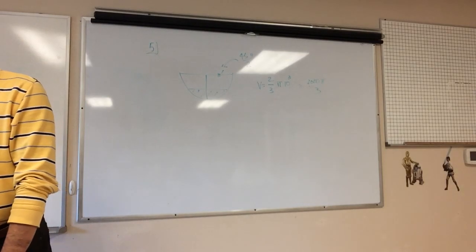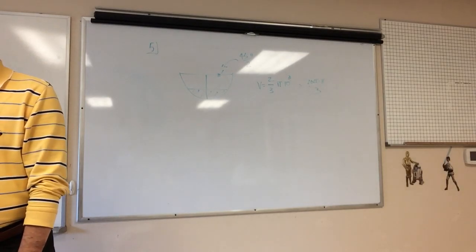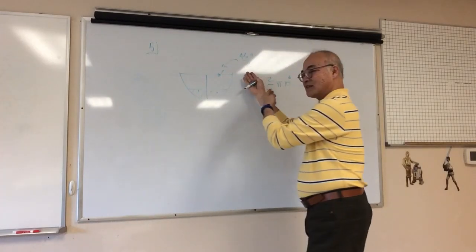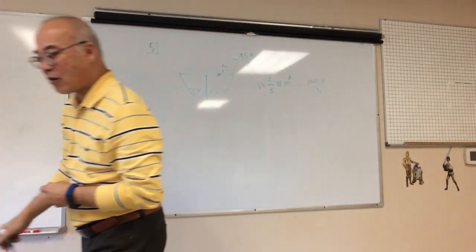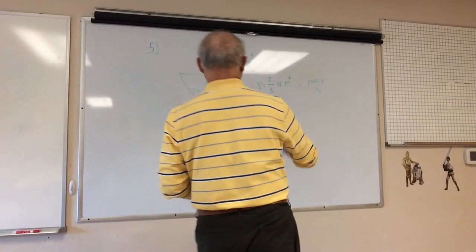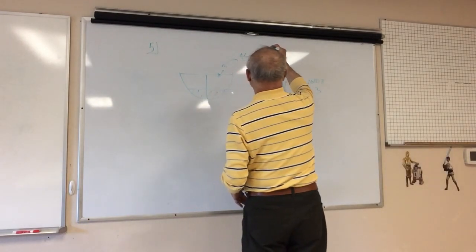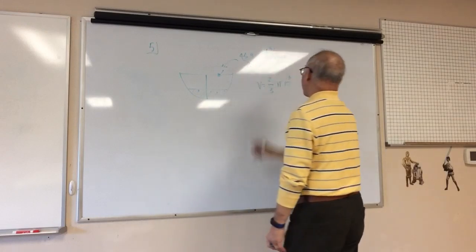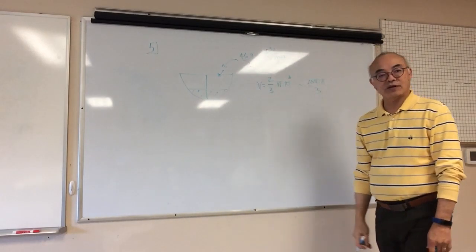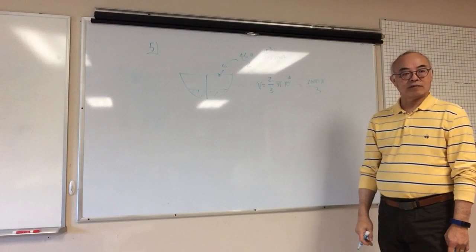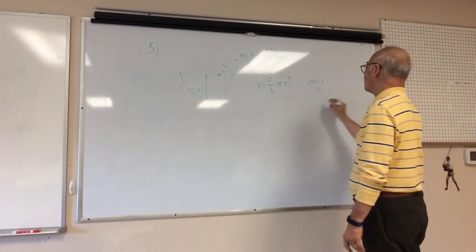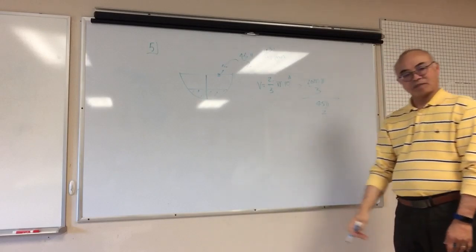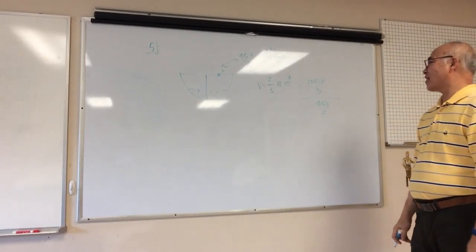How long will it take to fill the tank? Well, you're given the rate. This goes in how much per minute? It's cubic feet per minute. That's the rate. So what do I need to do? Just divide it out. I would divide this by 45 pi divided by 2.